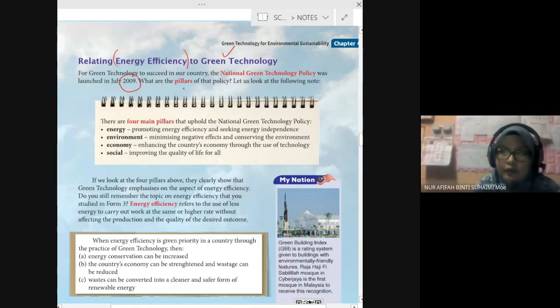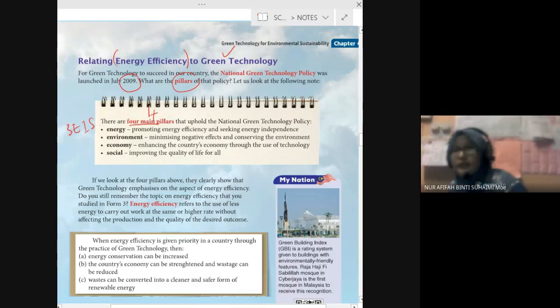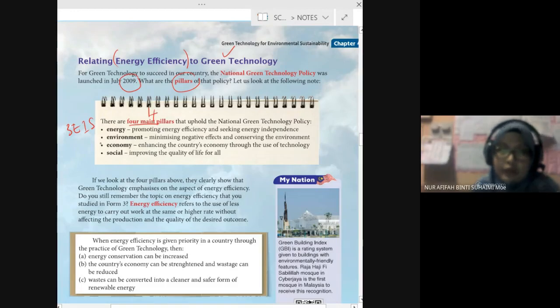Okay, there are four main pillars that uphold the National Green Technology Policy. Empat tonggak utama, four pillars, which are energy, environment, economy, and social. 3E1S. Energy, environment, economy, social.